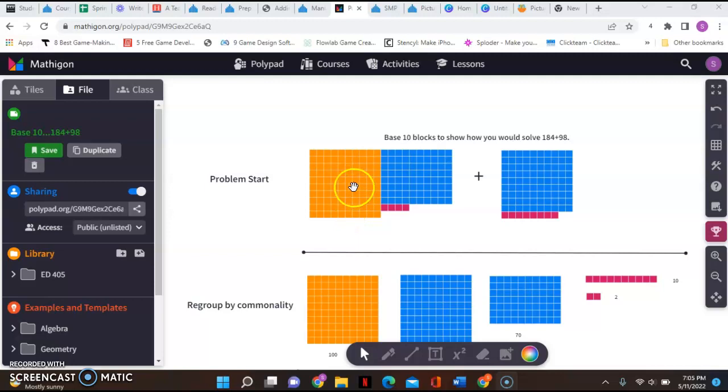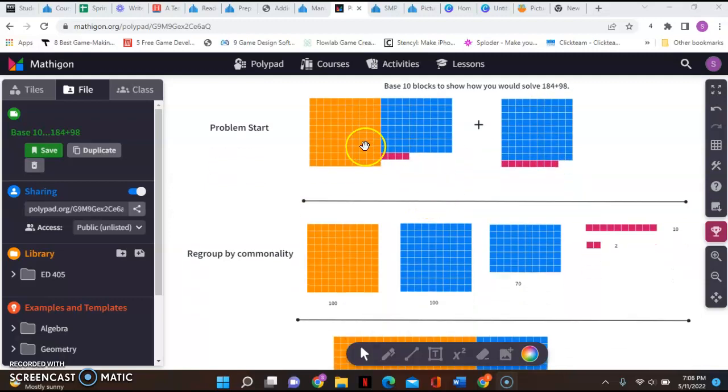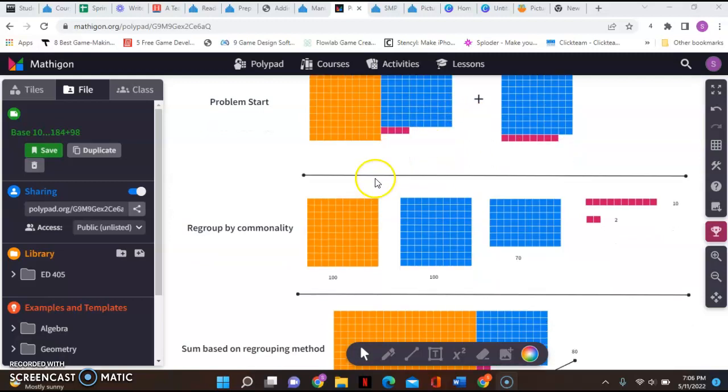I have a representation of 100 values, I have a representation of 80 values, and then I have a representation of 4 values for 184, plus the value of 90 values and then 8 values. And so as you can see, each value is separated into different colors and different kinds of tiles. And so in order to solve this, I decided to regroup by commonality.